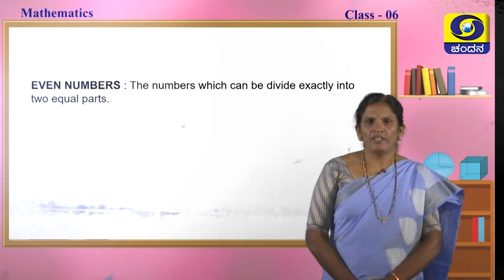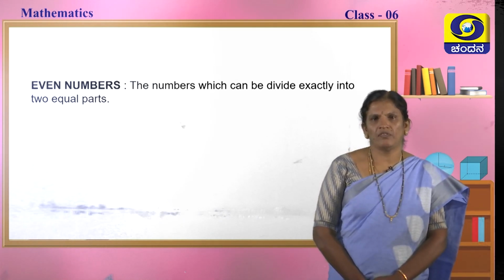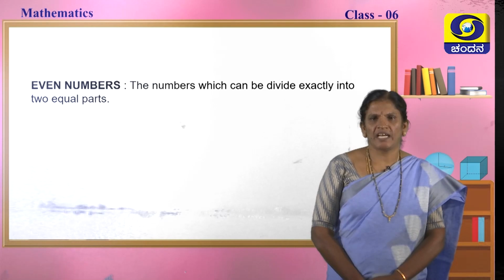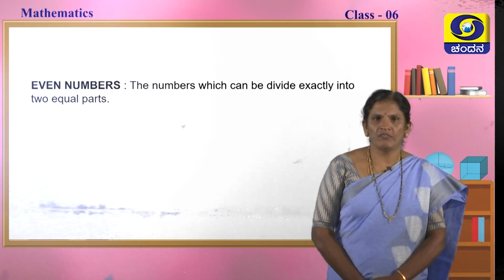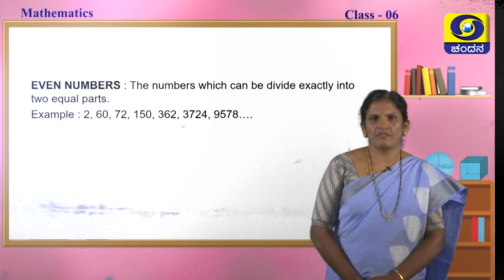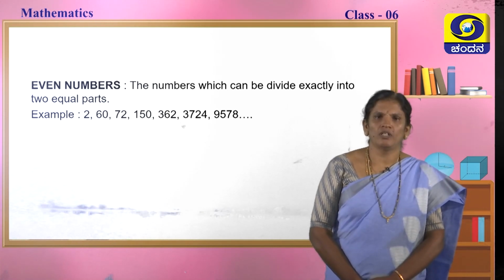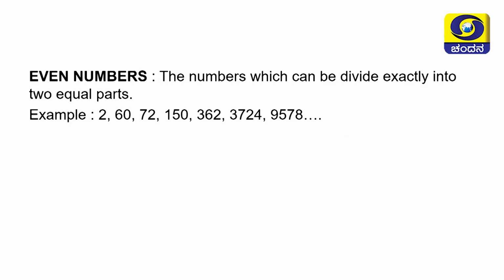Even numbers. You have learnt it in the previous class itself. What are even numbers? The numbers which can be divided exactly into 2 equal parts are called even numbers. Examples of even numbers are 2, 60, 72, 150, 362, 3724, 9578. Here children, we can notice that all the ones place digits are even, that is 0, 2, 4, 6, 8. All these numbers are called even numbers.